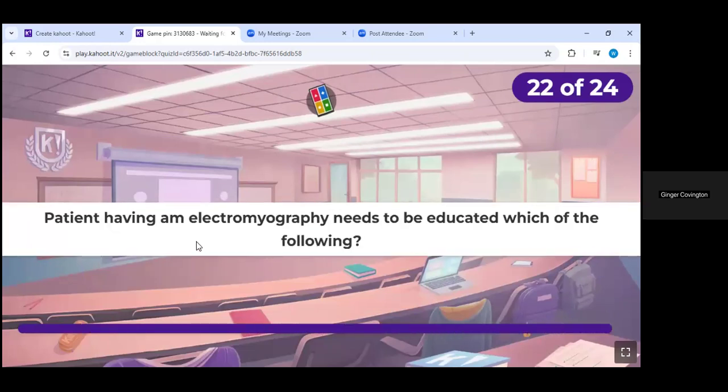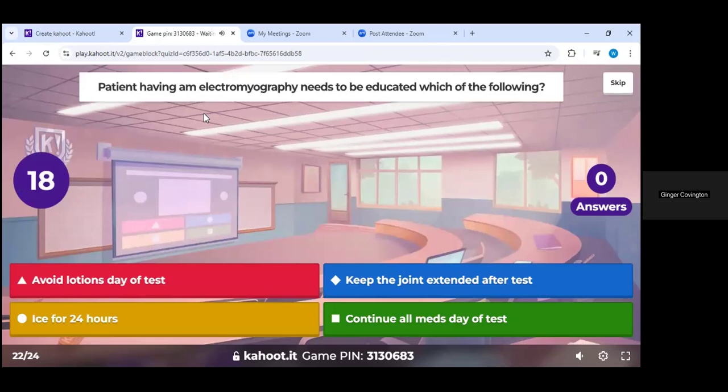Oh, Lord, I was typing fast earlier, so that's supposed to be an EMG, electromyography.